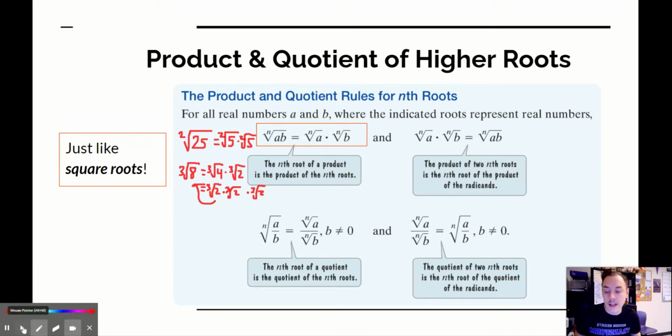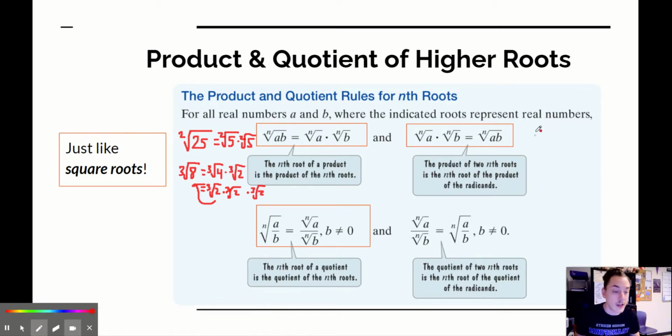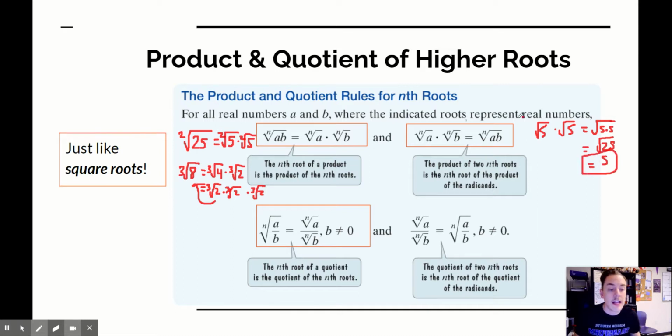Now this one right here, the next one, this one is just kind of working backwards. So I don't really need to go too much in depth. It's just working backwards. If I have radical 5 times radical 5, I can combine it to be radical 5 times 5 underneath, which of course is radical 25. But of course, that just equals 5. And so that's an easy example, okay?